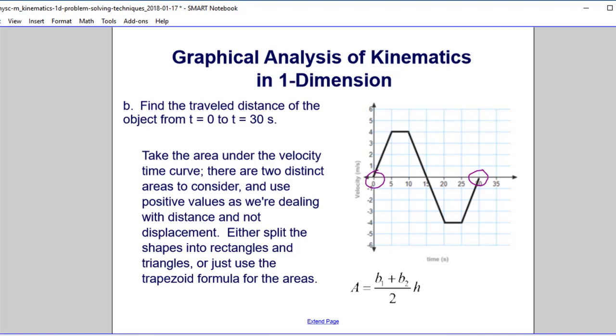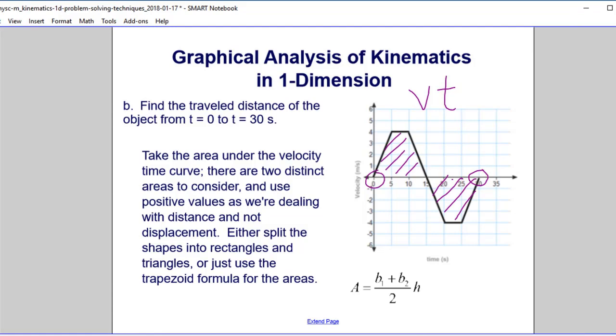We want to find the travel distance of the object from 0 seconds to 30 seconds. On a velocity-time curve, you can find the distance and the displacement by taking the area under the curve. Because if we have velocity in the y direction and time in the x direction, what's velocity times time? Well, that's just position. So we're going to have one area here, and then another one over here.